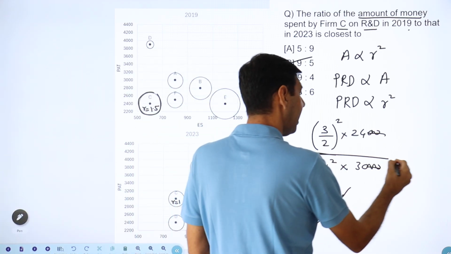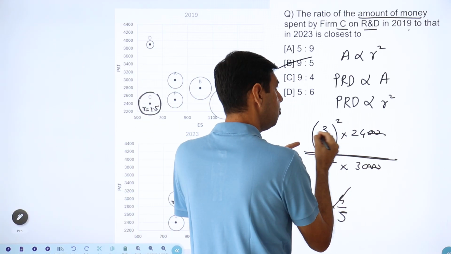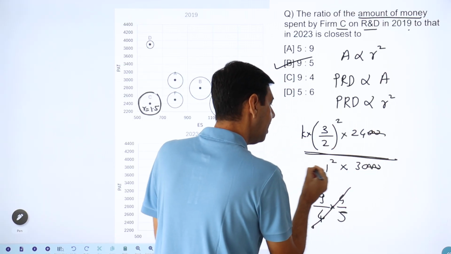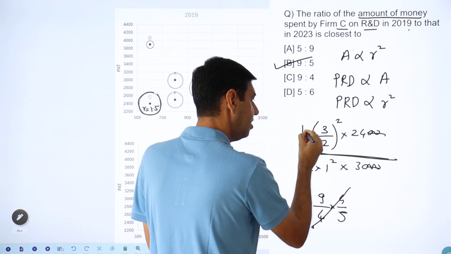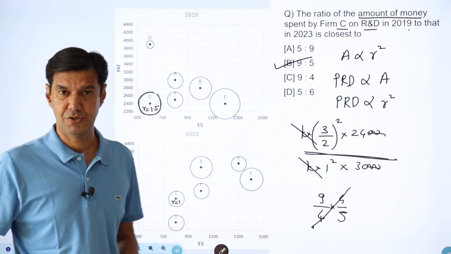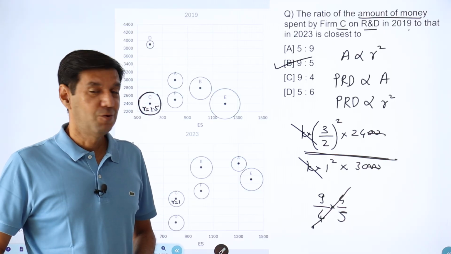Remember, we are taking a ratio, it is proportional, so you could say there is a constant also over here. But that constant will be the same for both this as well as this. So the constant also cancels out when we are taking the ratio, right? Moving on.